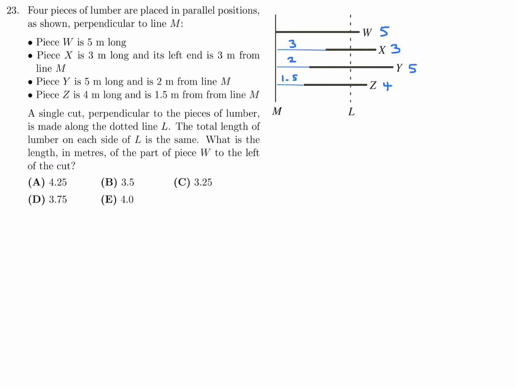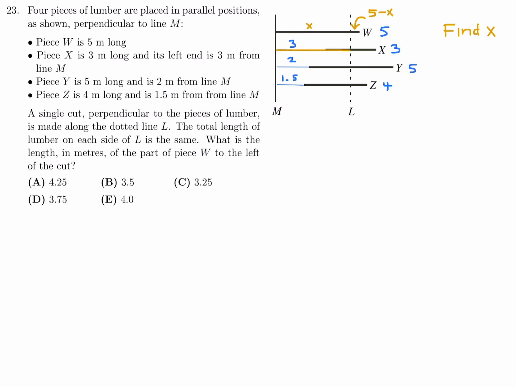So, first thing we'll do is start labeling this. This whole thing they're saying is 5, but I'm going to label the part that's left of the cut x, because that's what they want us to find. Essentially, that question just boils down to find x. Well, that means that to that is x, so that means this part here that is right of that dotted line has got to be 5 minus x.